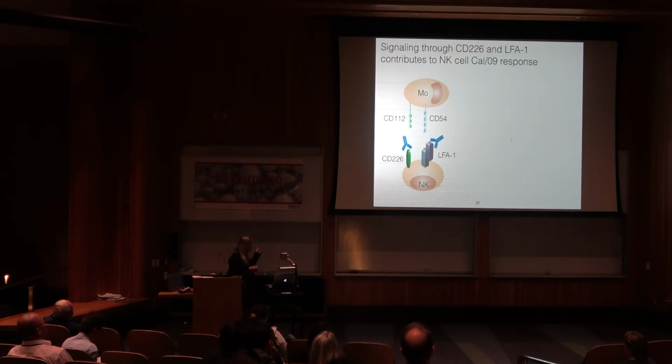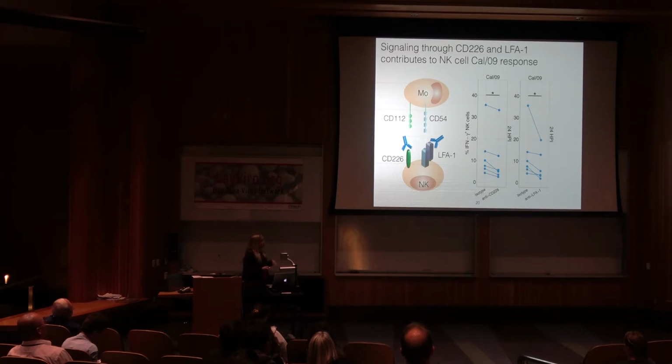But to test if their signaling through these receptors contributed to the NK cell response, we introduced a blocking antibody, or the isotype control. And we found that blocking these receptors led to a drop in the NK cell interferon gamma response, although the magnitude differs between individuals.